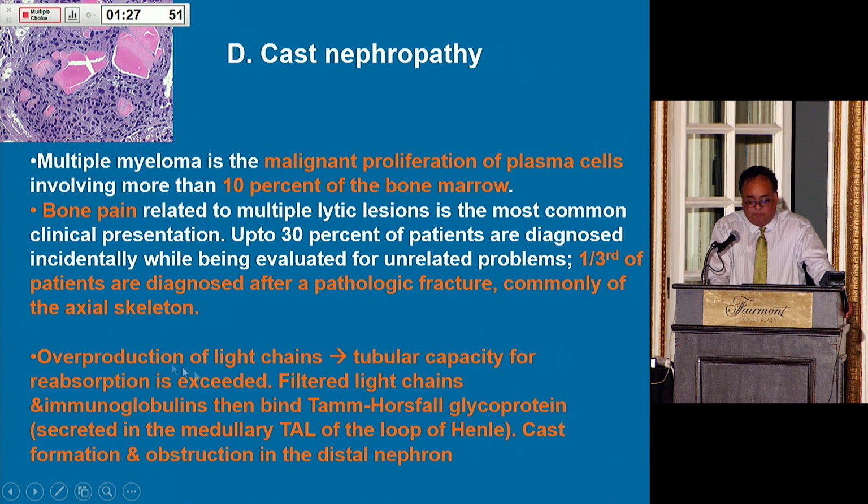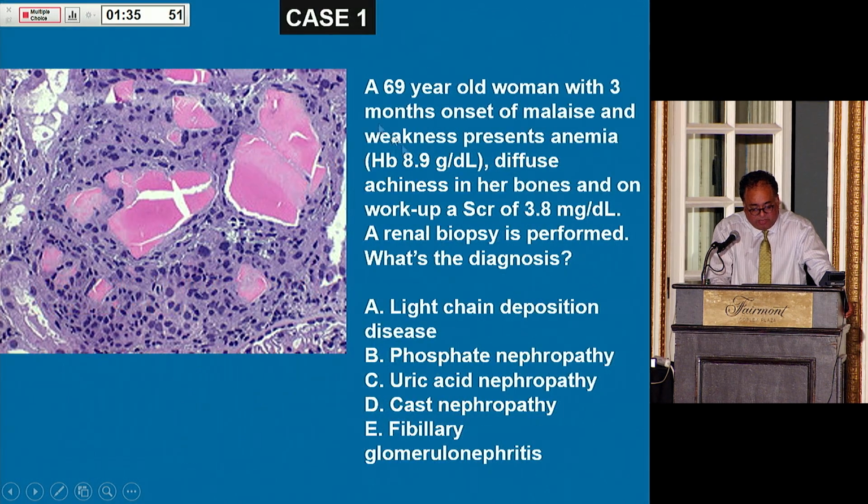Essentially what happens is there's overproduction of light chains, the tubular capacity for reabsorption is exceeded, and they form casts. And these are casts in the tubules, and the casts are these large, dilated tubules, eosinophilic structures with fractures across them. That's cast nephropathy.